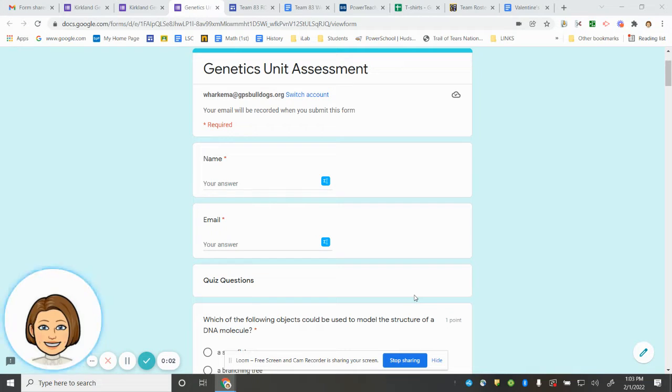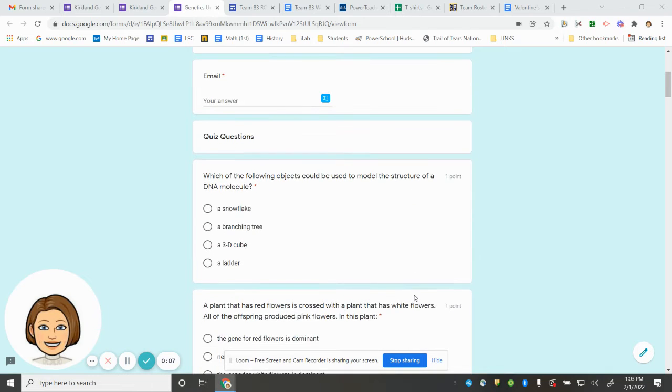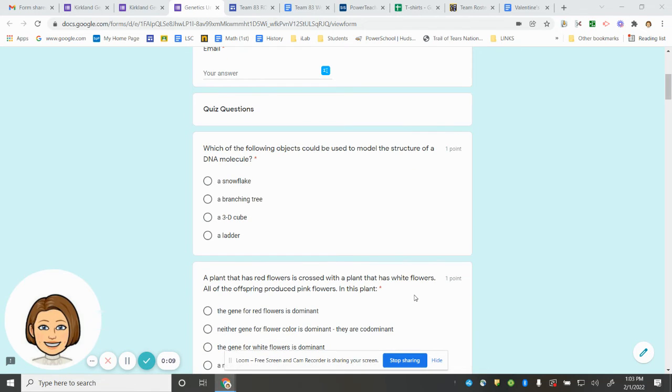This is the genetics test. Number 1. Which of the following objects could be used to model the structure of a DNA molecule? In other words, what does a DNA molecule look like? Snowflake, a branching tree, a 3D cube, ladder.